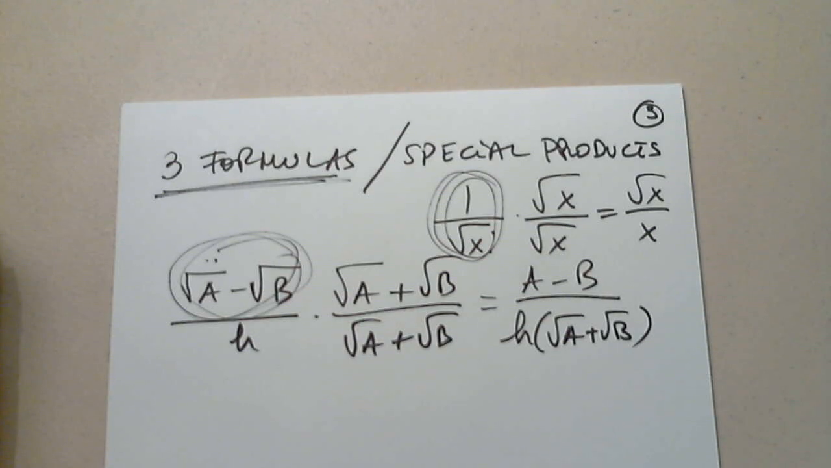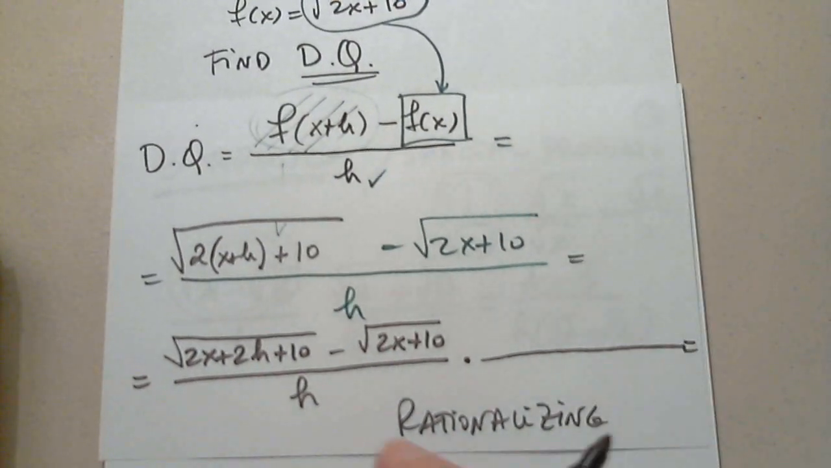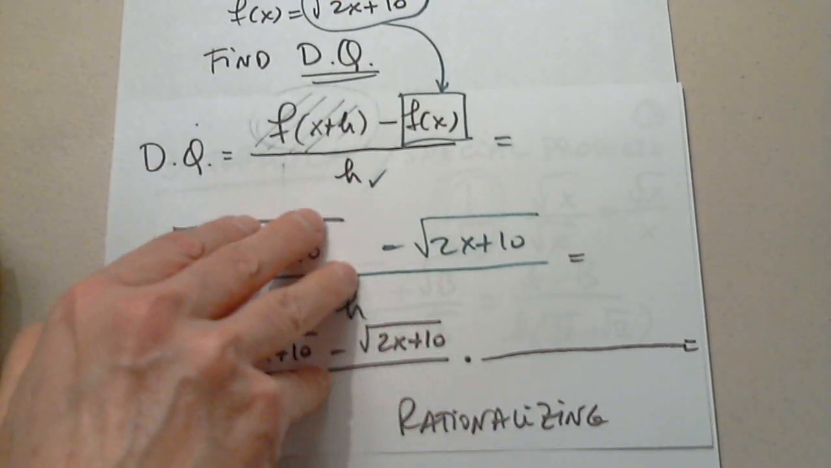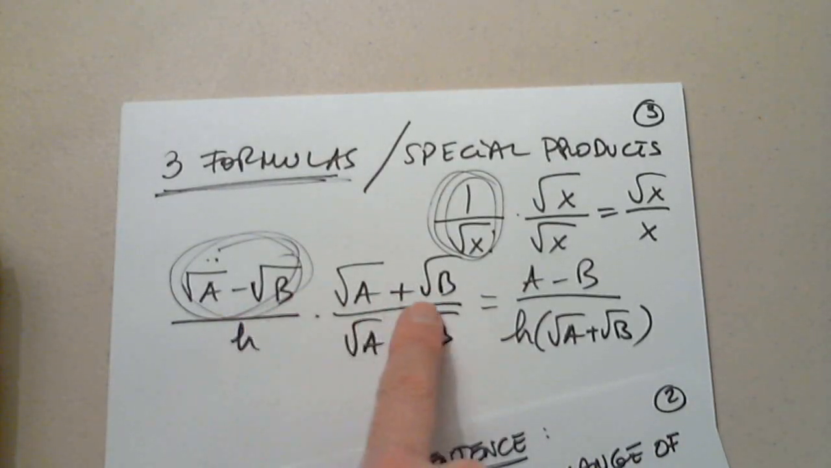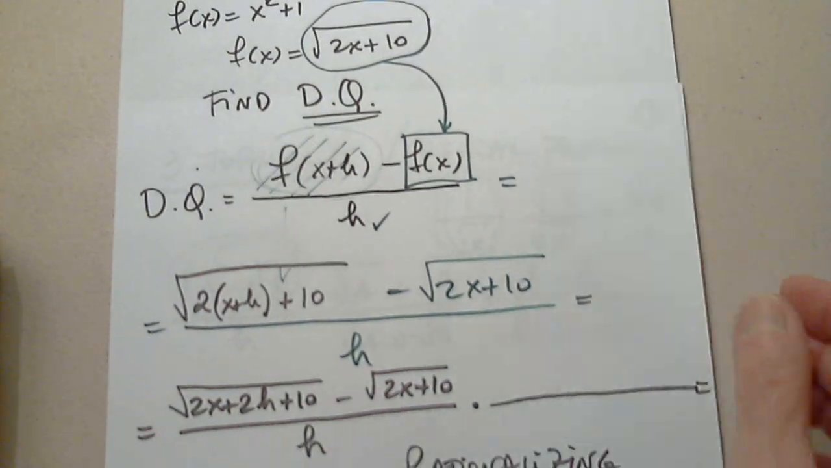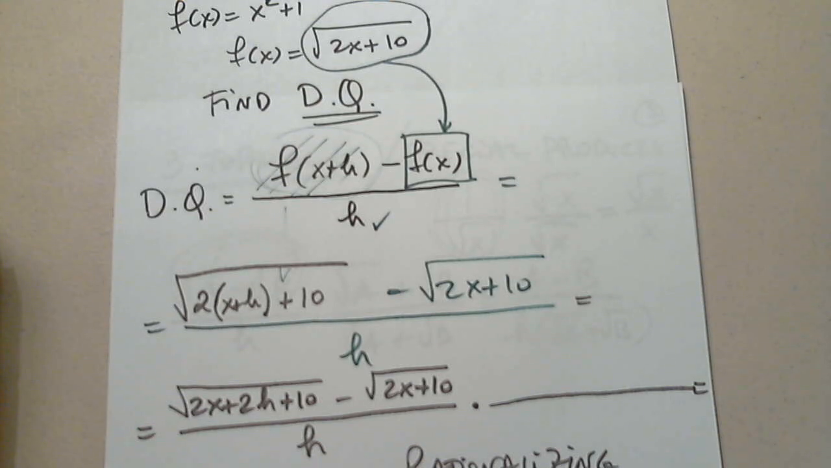So again, we have two terms. Multiplying by one or the other is not going to remove the radicals at the top. I have to use this special product. So let's try again. What do we multiply and divide by?